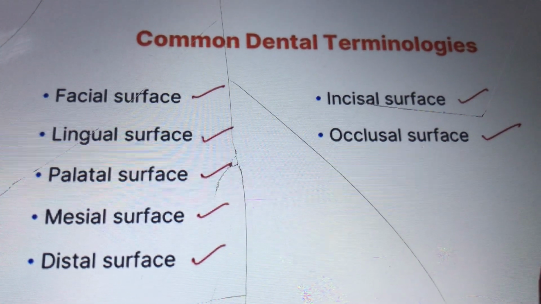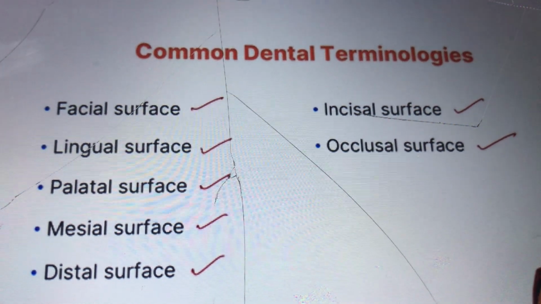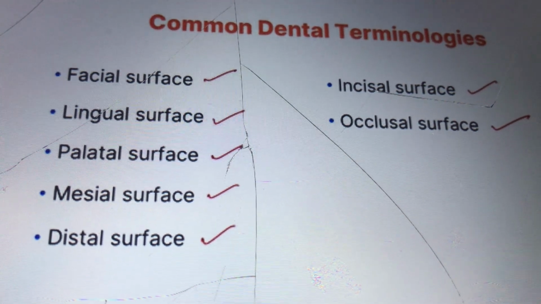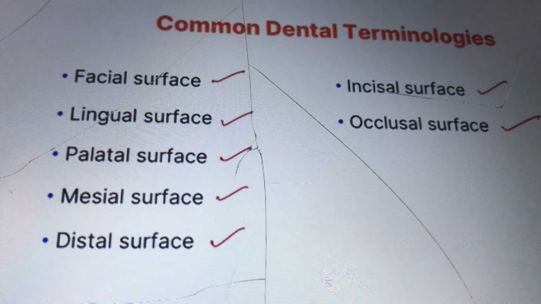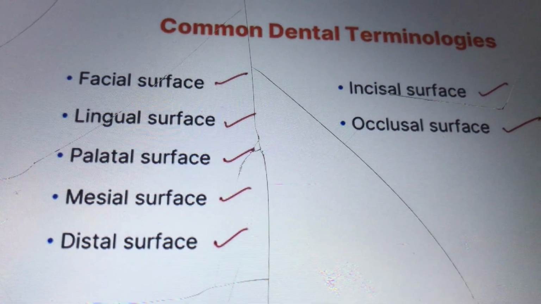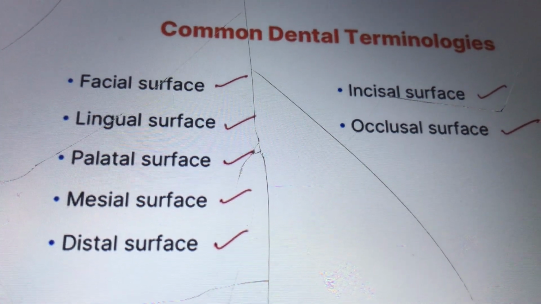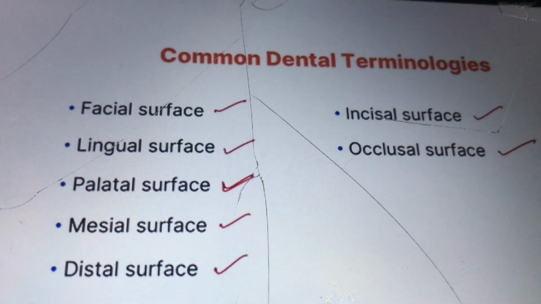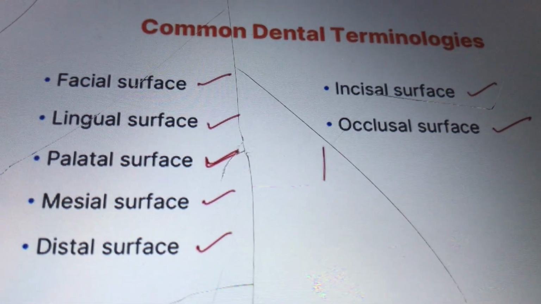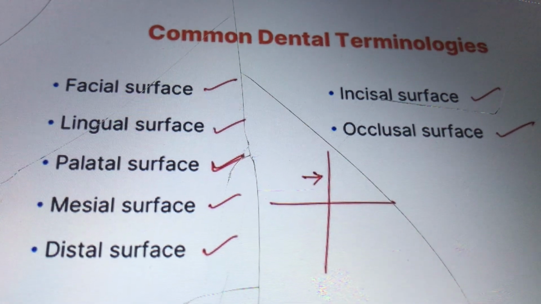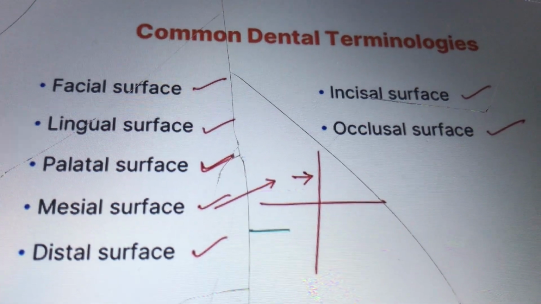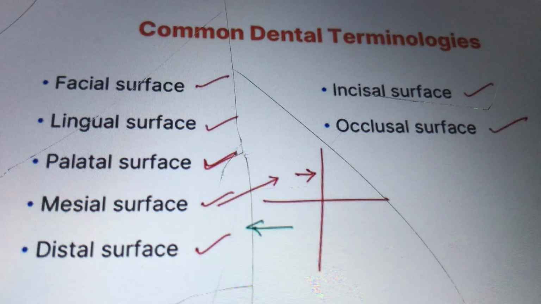So the labial surface is mainly for the anterior teeth, because the tooth surface that faces towards the lips, and buccal surface is mainly for the posterior teeth, wherein the surface of the tooth that faces towards the cheek. Right? When you look at the lingual surface, it is that portion of the tooth that is towards the surface of the tongue. Similarly, for the palatal surface, it is that surface of the tooth which is towards the palate in your maxillary arch. When you say mesial surface, anything that is close to the midline will be your mesial surface. When you say distal surface, anything that is away from the midline will be your distal surface.